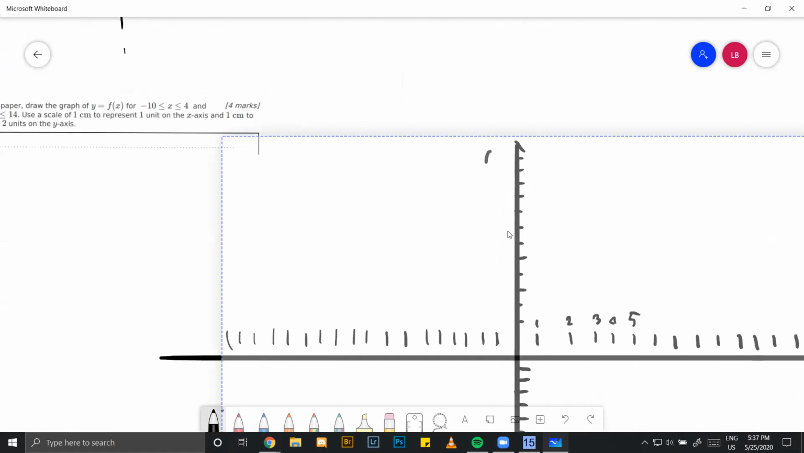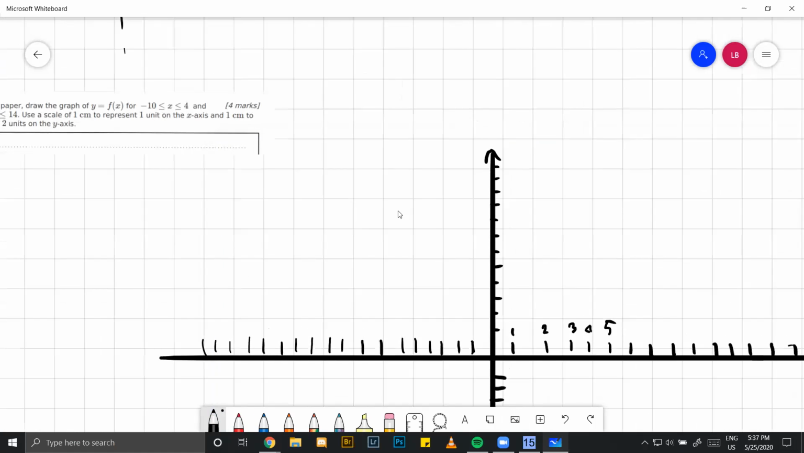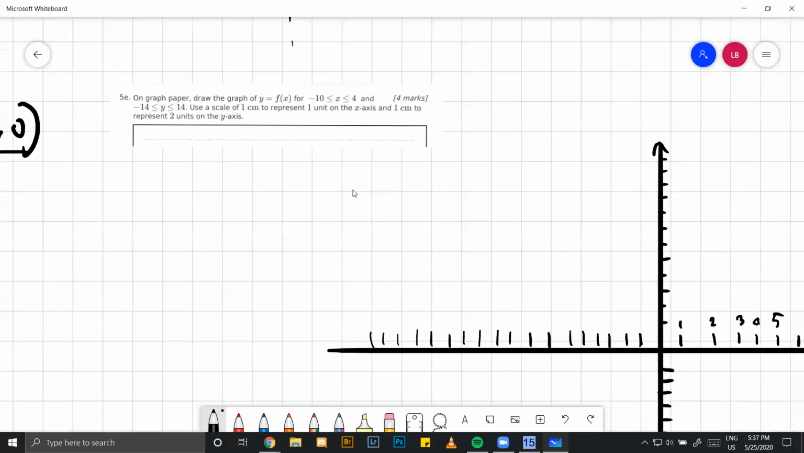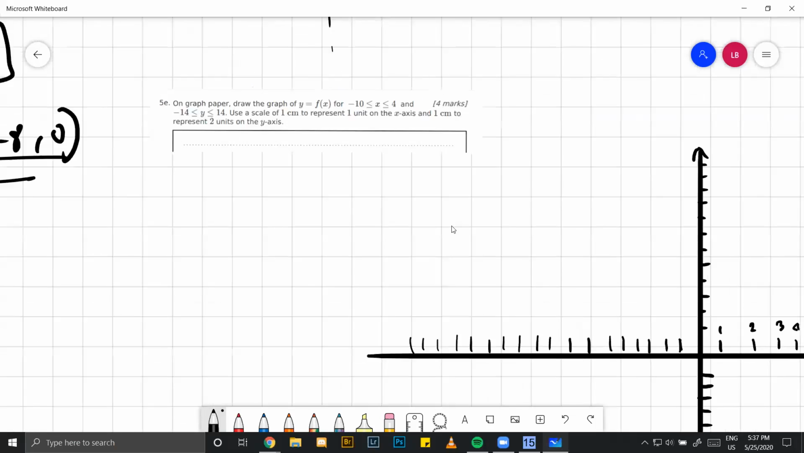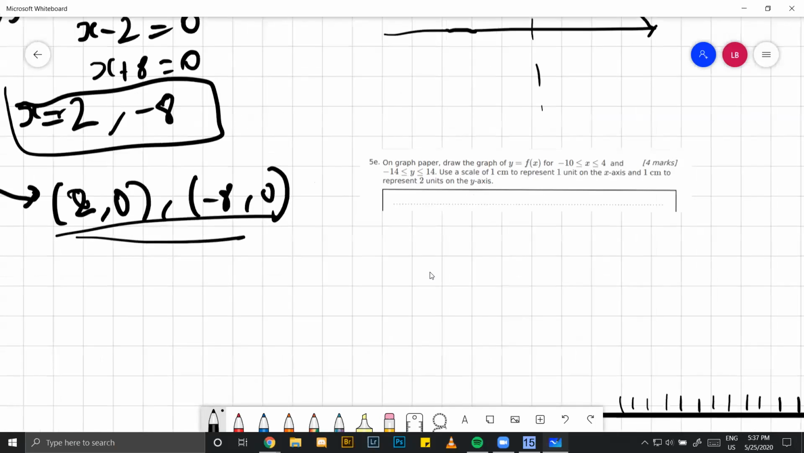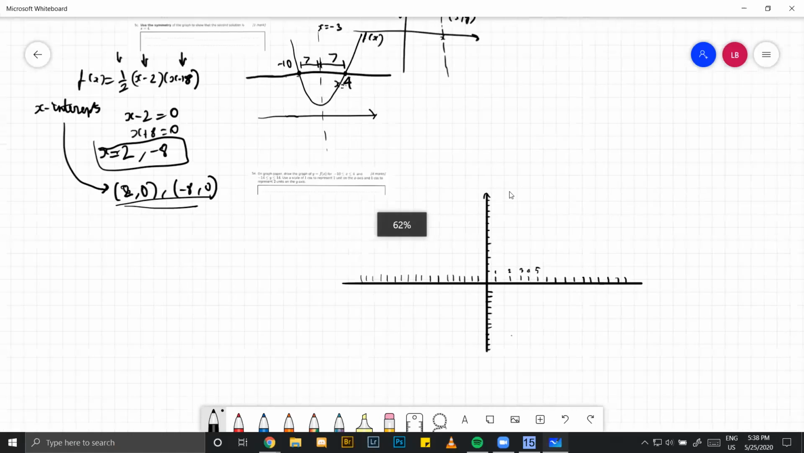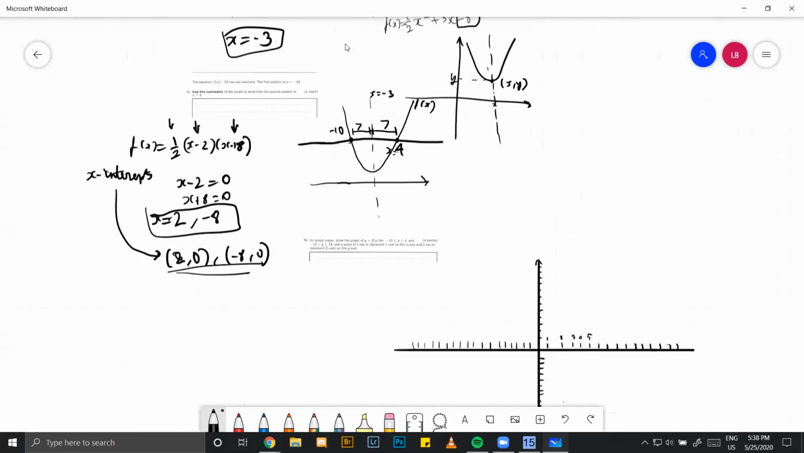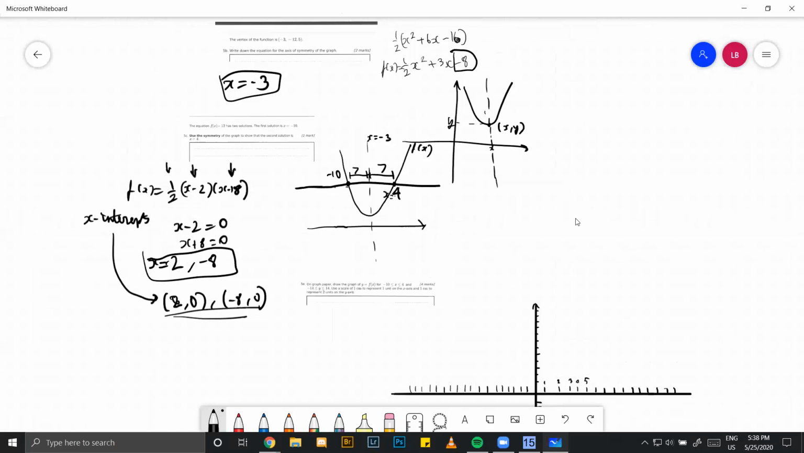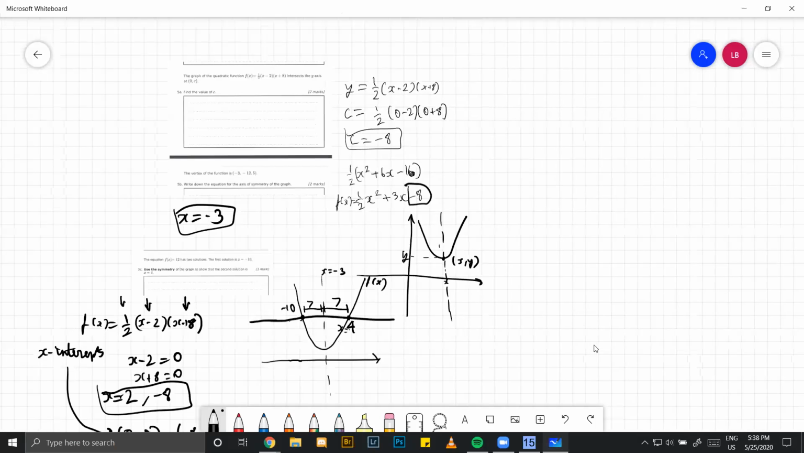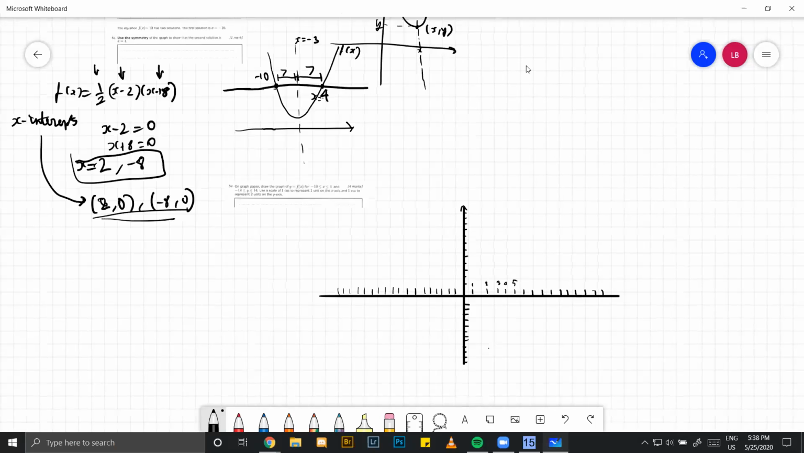So y equals f of x. First thing I'm gonna make sure I do is find out what the vertex is. This is a quadratic function, right? And if you notice a little earlier, they told us what the vertex is. They told us it's -3, -12.5. So that's the base, that bottom part.